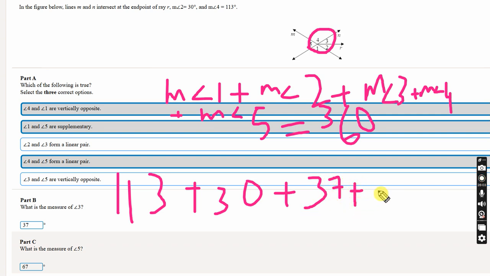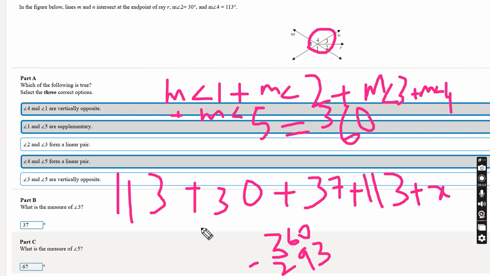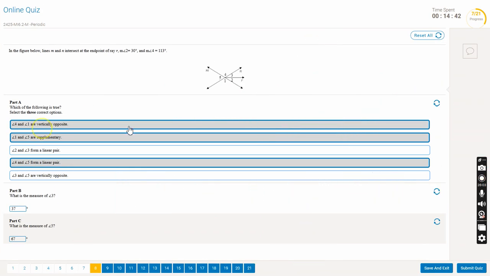Yeah, we put 37 for measure angle 3. And measure angle 4, again, is 113. And then we have x for measure angle 5. So you should add all of these numbers. What do you get? 113 plus 113 plus 30 plus 37 is 293. Subtract those from 360. What do you get? You get directly 67. So it's the same thing. Either you understand that angle 5 is vertically opposite to angles 3 and 2, you add 3 and 2 and find the answer of angle 5, or you can do it the longer way.